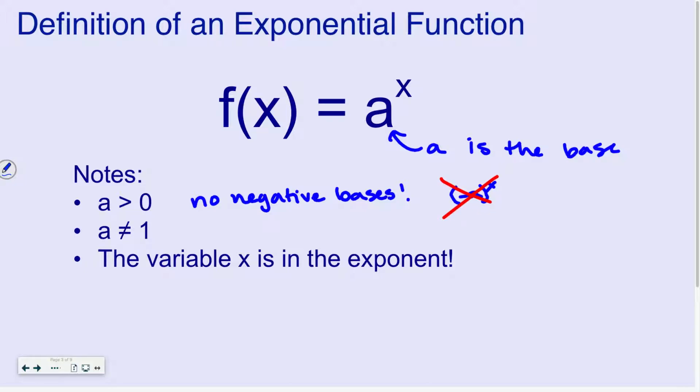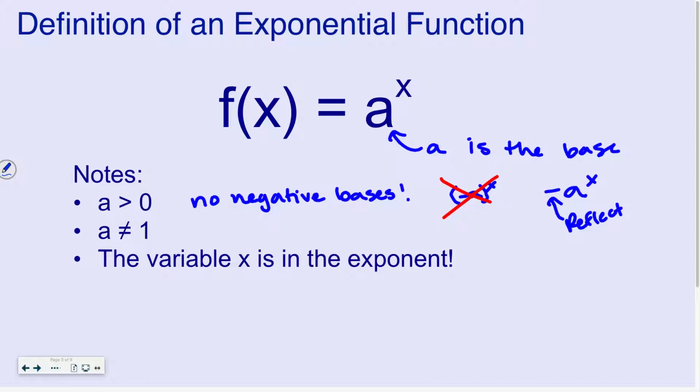Now you can put a negative a in front. This is really just a reflection. Okay? So you would reflect all your y values, but your a would still be a positive number. All right, and also a cannot equal 1. Think about 1 to the x. It's a pretty boring function, right? It's really just a constant function. So a has to be basically a number between 0 and 1 or a number greater than 1. Okay, those are the possibilities.